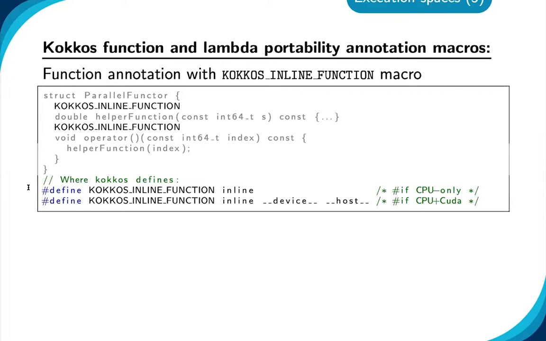So for CUDA, for example, it would imply inline __device__ __host__, right? Which means your function is callable on the host and the device, because you can choose the execution space where to execute something. So the same functor could be given to something where you use a range policy with CUDA as the execution space, as well as a range policy of OpenMP.